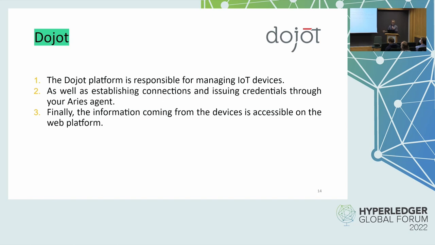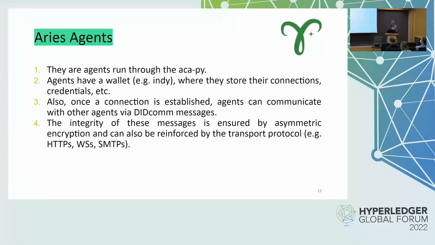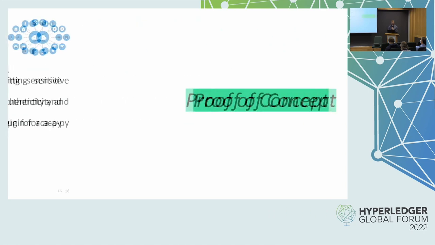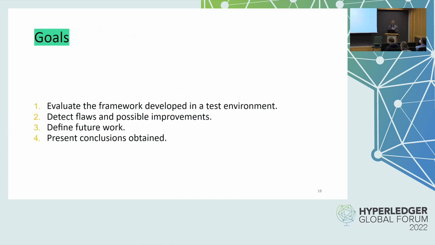It establishes the connections and issues credentials through our Aries agent. And finally, the information comes from the device and is accessible in the web platform. Okay, Aries agents are our decentralized agents. I think we don't have many doubts about that. And the IoT device is the one that gets information and data and transfers that data to the middleware using DIDComm.